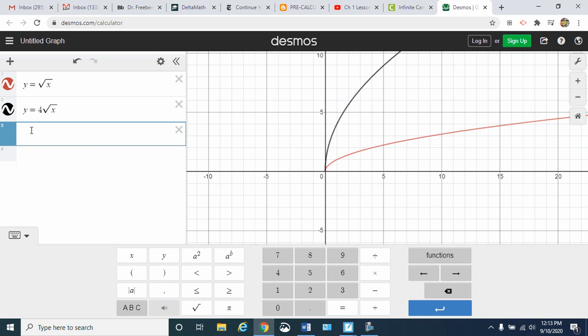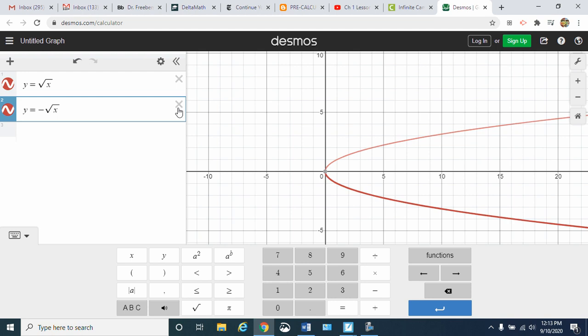All right, what if we put a negative in front of our square root? So let's go ahead and do that. What do you think is going to happen? Bloop, totally flips it. So it's exactly the same graph, but it flips it over the x-axis. And it makes sense, right? Because when x is 1, square root of 1 is 1, but negative the square root of 1 is a negative 1. So we see that negative right in front of our parent function means it's going to flip over the x-axis.